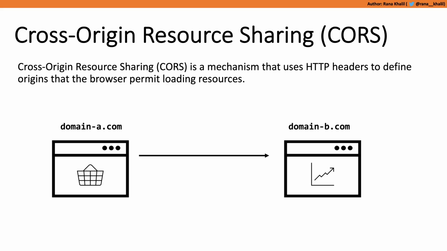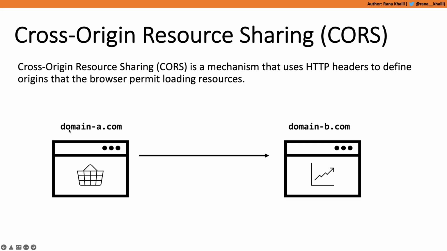Imagine you have two domains, domain A and domain B. Domain A is a shopping application and domain B is an analytics application. Now, domain A has a legitimate use case to access the resources of domain B. And so in order for that to happen, domain B would have to configure CORS rules in its web application. And the reason it needs to do that is because of the same origin policy.